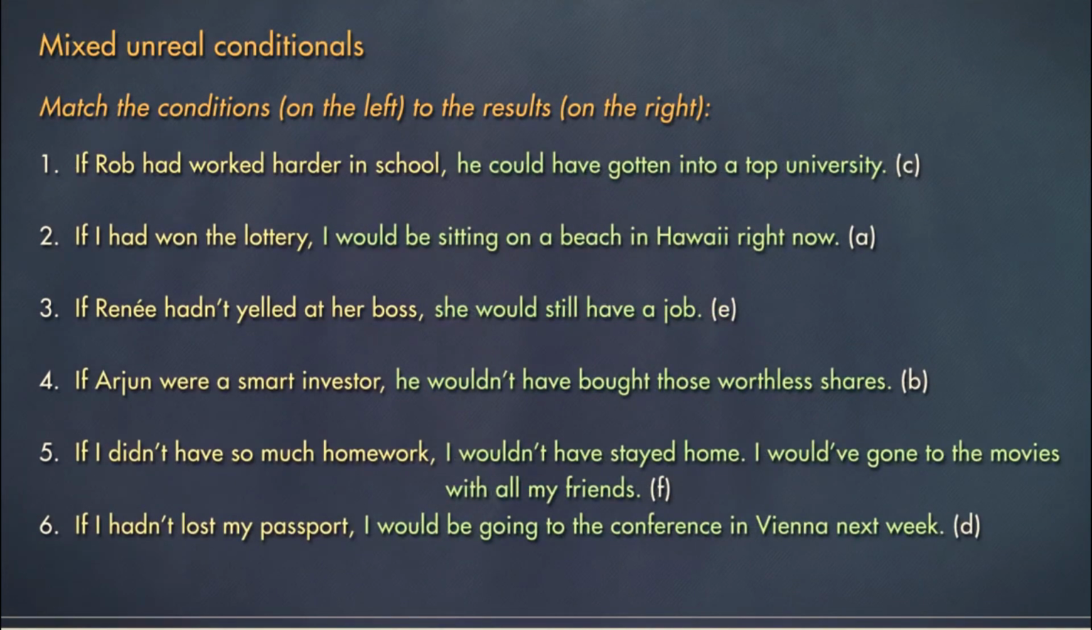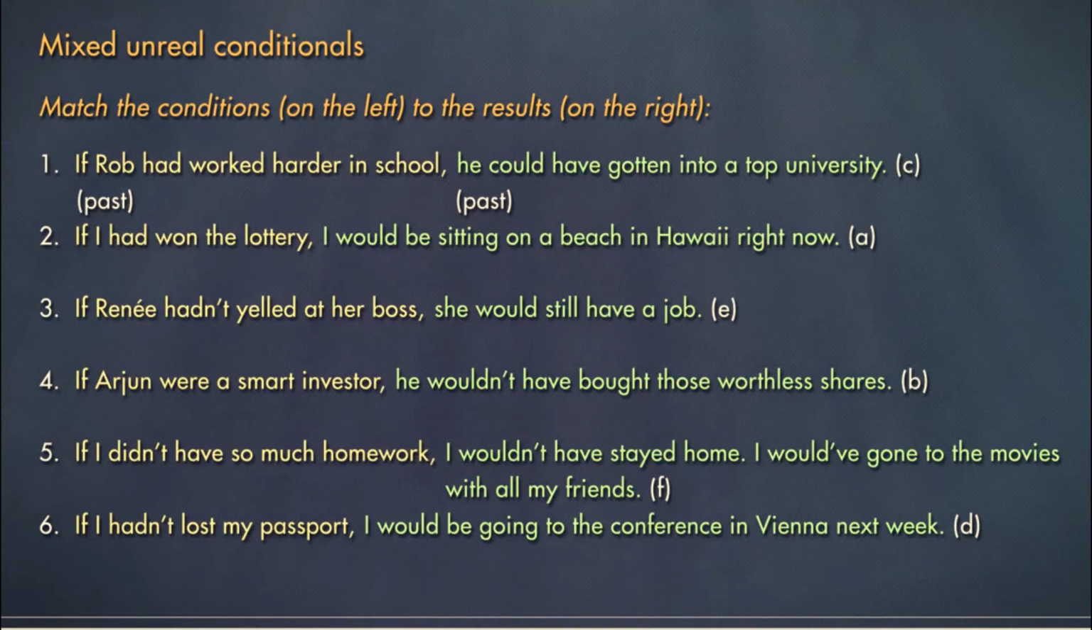Alright, number one is, if Rob had worked harder in school, he could have gotten into a top university. This is a third conditional, meaning it's an unreal conditional that talks about the past. But notice that instead of would, we have could. You can also use might here. You can say he might have gotten into a top university.